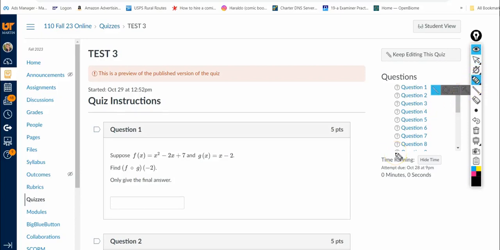Okay, let's look at this version of the test. Okay, they want f composed with g evaluated at 2. If there's a number in there, your answer is going to be a number, not an expression in x. So f composed with g is the first one, f evaluated at the second one. And so what you have to do first is evaluate g at -2.